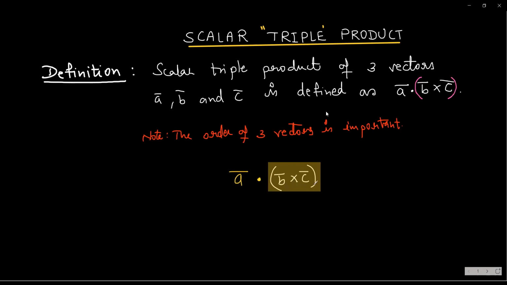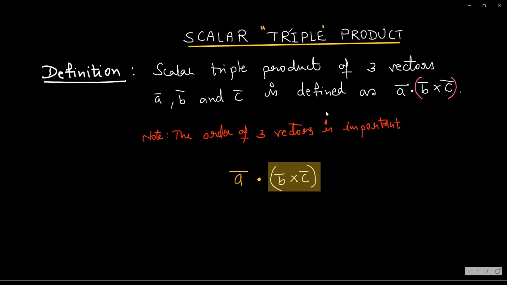B bar cross C bar, you have to evaluate first. Once B bar cross C bar has been evaluated, it will give you a vector. That vector you have to take a dot with A bar. So you will find in some books that it is put inside a bracket.